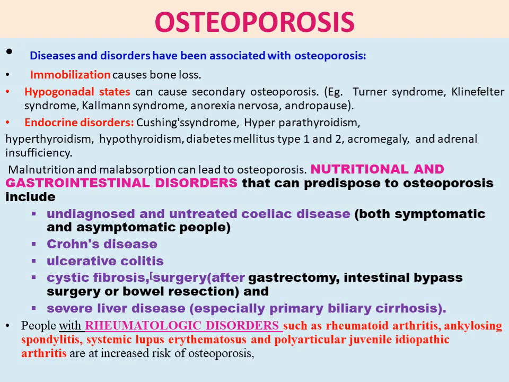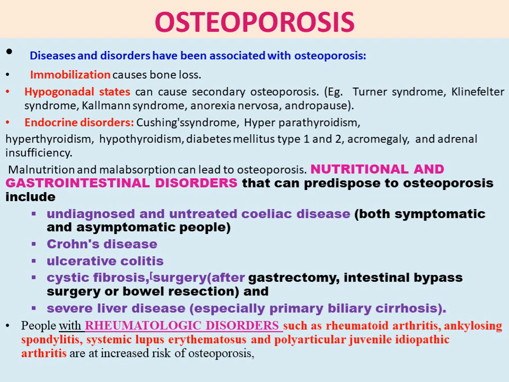Undiagnosed and untreated celiac disease. So celiac disease, in symptomatic as well as asymptomatic patients. Then Crohn's disease and ulcerative colitis. These two combined are called inflammatory bowel disease, previously discussed in another video. Then cystic fibrosis, gastrectomy surgery, intestinal bypass surgery, and bowel resection, all of which cause osteoporosis. Severe liver disease, particularly primary biliary cirrhosis. These all come under nutritional and gastrointestinal disorders.